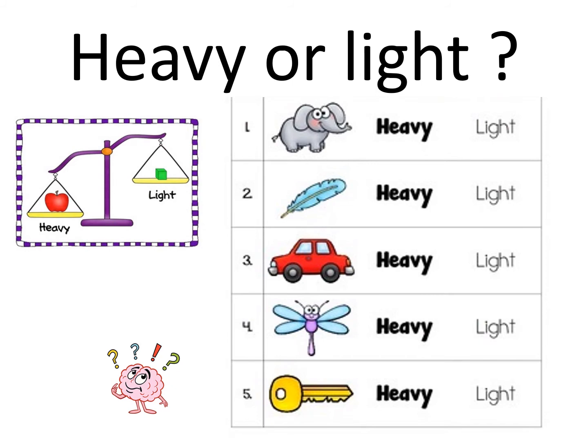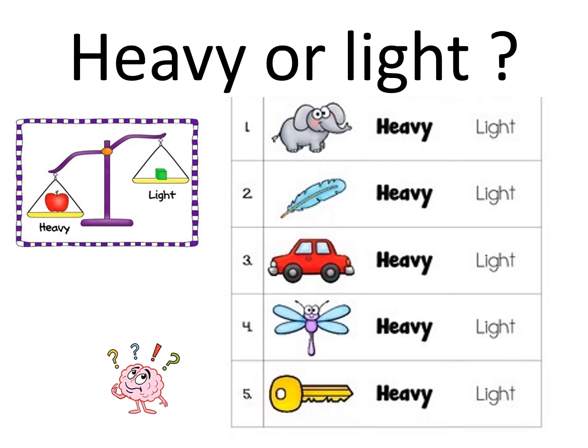We have already used the words heavy and light to describe the weight of an object. How would you describe these 5 objects? An elephant. Yes, well done. Most people would say an elephant is heavy. A feather. We would describe a feather as very light.